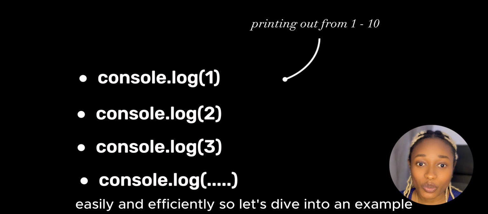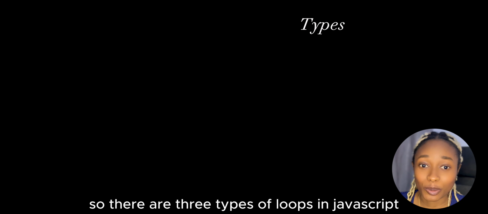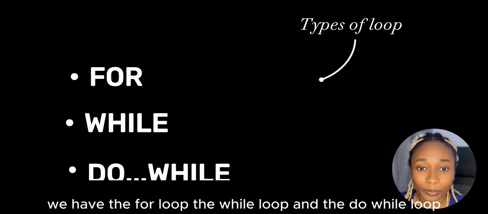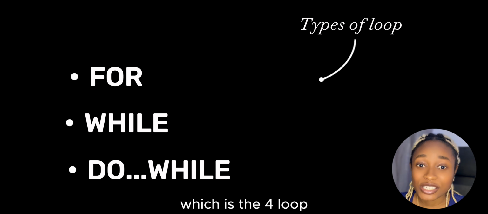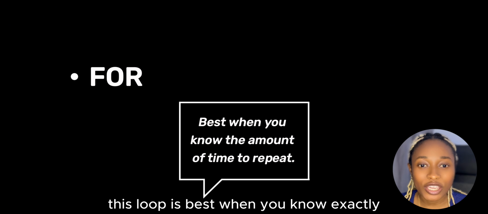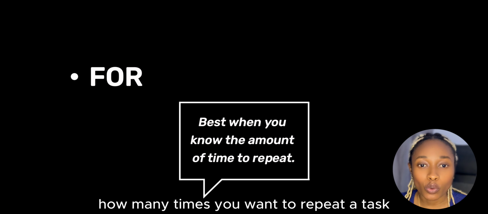So let's dive into an example. There are three types of loops in JavaScript. We have the for loop, the while loop, and the do while loop. We're going to go over the first one, which is the for loop. Let's dive into the for loop. This loop is best when you know exactly how many times you want to repeat a task.